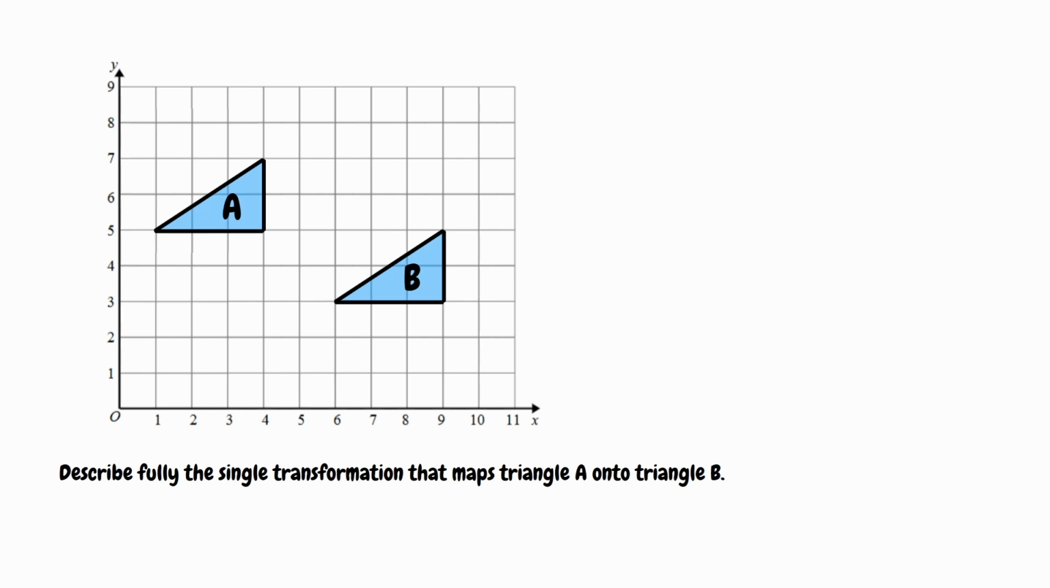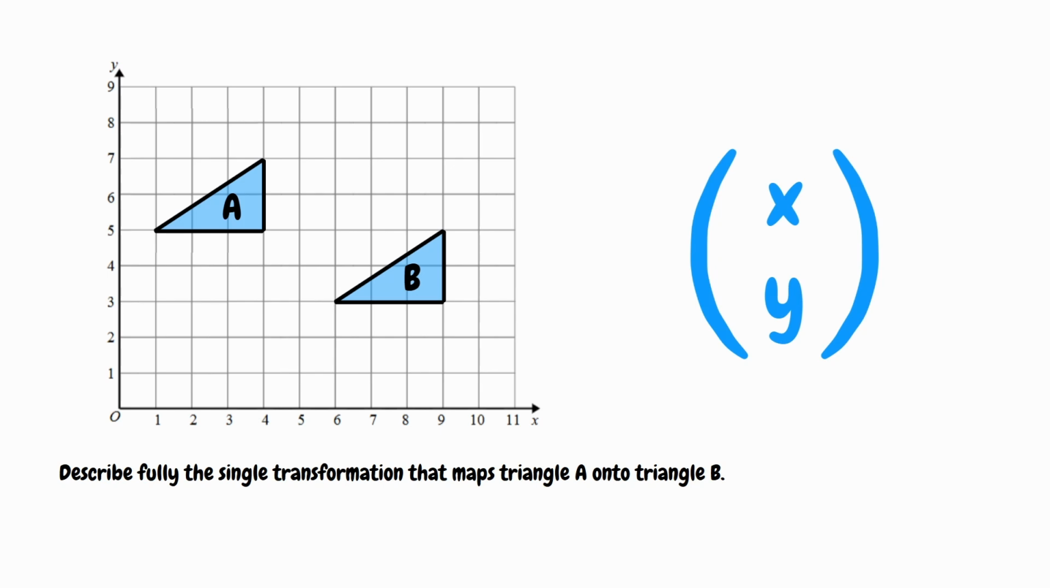And we can describe a translation with a vector. And a vector describes a movement in the x and y axis. And the values of our vector can either be positive or negative. So in our vector, if I have a positive x value, that means it's moving to the right. And if we have a negative x value, that means it's moving to the left. And then for y, if we have a positive y value, that means the shape is moving up. And if we have a negative y value, that means it's moving down.